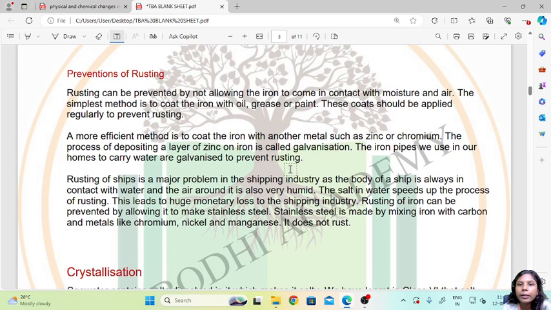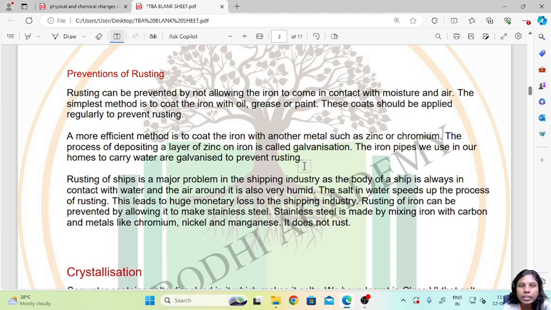Now, how can we prevent this rusting? Prevention of rusting. Rusting can be prevented by not allowing the iron to come in contact with moisture and air. One thing is, obviously you have to cut down the source. The source is the moisture and air. Now, you cannot reduce the humidity or the moisture level outside. So, you have to do something to the metal itself.